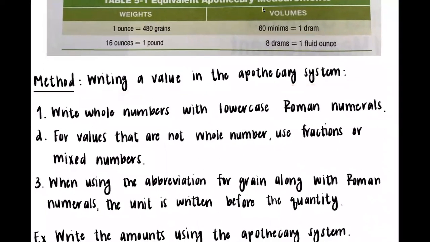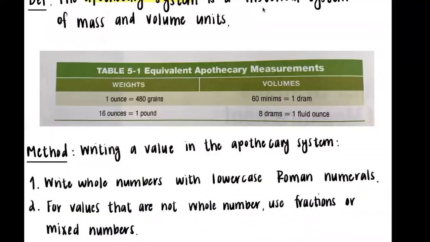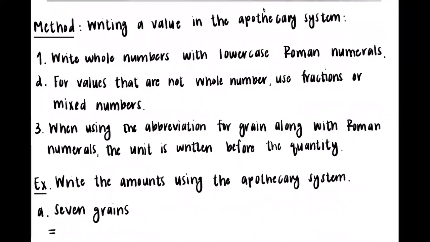Writing a value in the apothecary system. First thing, we write whole numbers. Remember, whole numbers are like the counting numbers 1, 2, 3, 4, so on and so forth. We write those with Roman numerals. For my class specifically, I will be okay with you knowing the Roman numerals 1 through 10. After that, I think it's a little bit excessive. As long as you're okay with 1 through 10, I'm okay with that as well. The whole numbers again are lowercase Roman numerals. So that's the first rule.